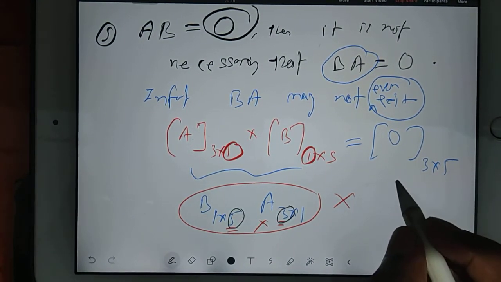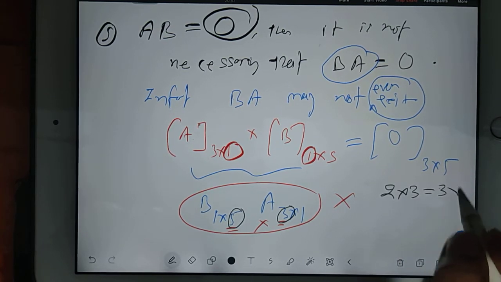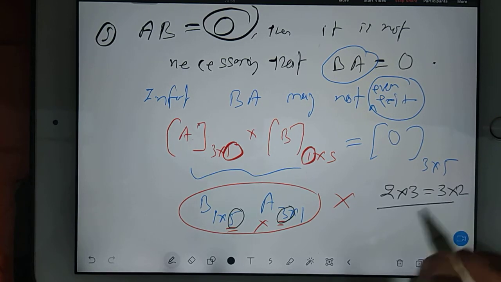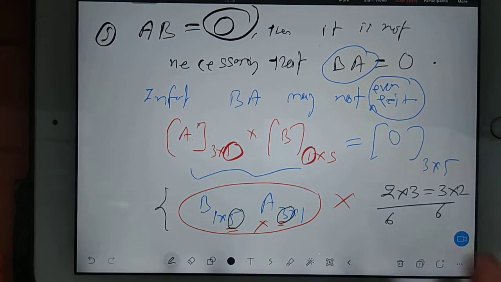In numerical algebra, if you multiply 2 into 3 or 3 into 2, the answers are the same: 6 here and 6 here. But in case of matrices, if the answer is coming the same, no problem. If the answer is not coming the same, that is our general condition.